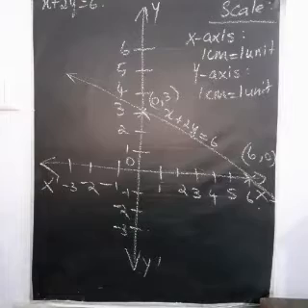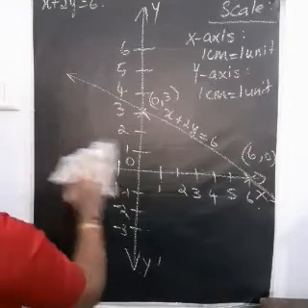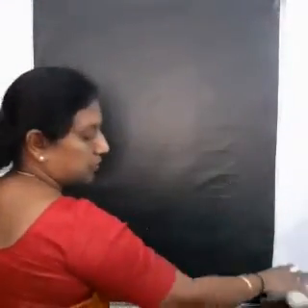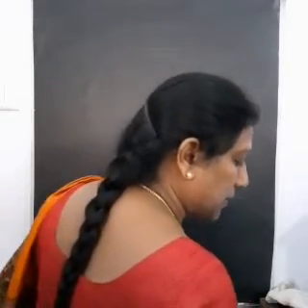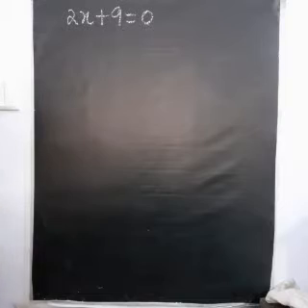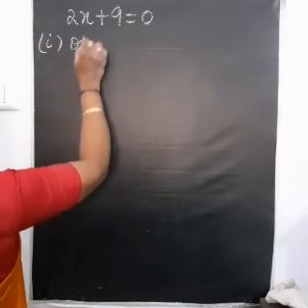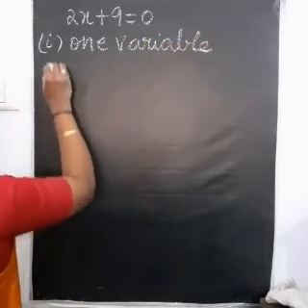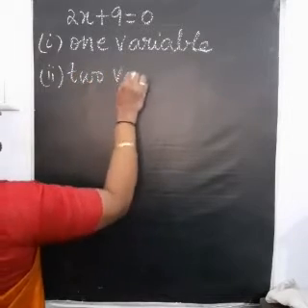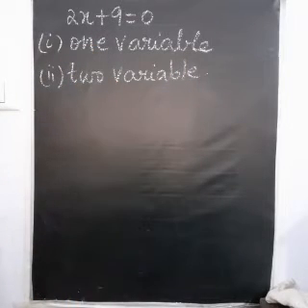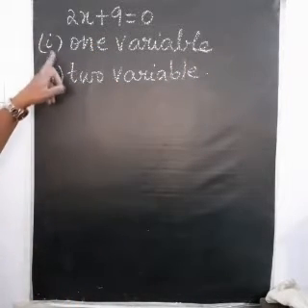Now we'll do another sum where they ask you to find the geometric and graphical representation. The sum that is given to you is: give the geometric representation of the equation 2x plus 9 equal to 0 as an equation in one variable and in two variables. It is understood that in this equation there is only one variable, correct? So we will first do the first part of it.